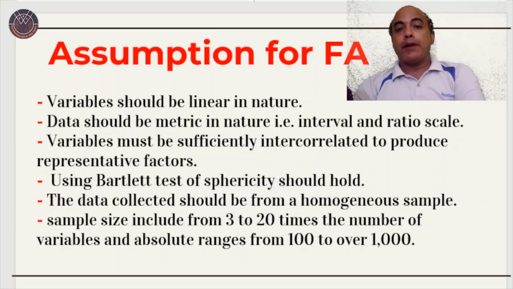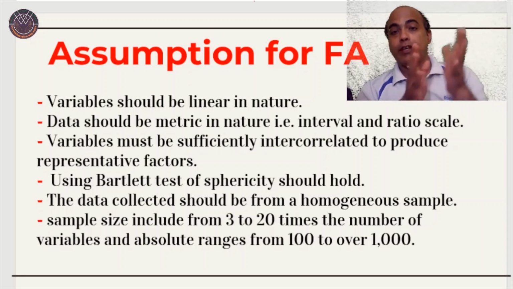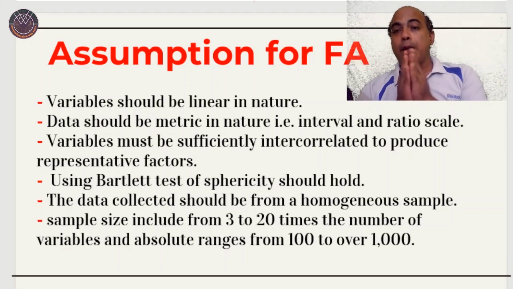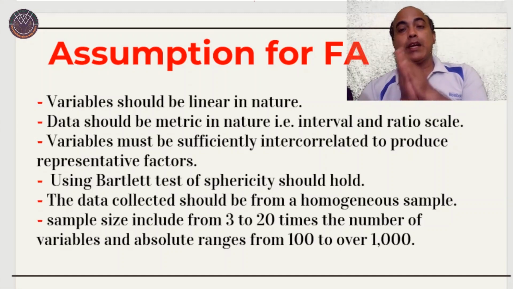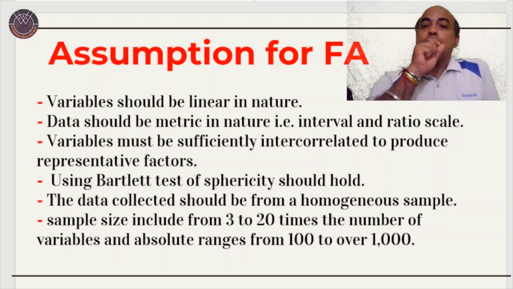Next one, variables must be sufficiently intercorrelated to produce representative factors. So as I told earlier, there should not be multicollinearity among the variables, and to some extent there should not be singularity among the variables, and that I already explained. Similarly, as it is being said here, there should be a sufficient extent of correlation among the variables so that they can produce some hidden factors or they can be clubbed into certain factors. So some extent of correlation should be there.